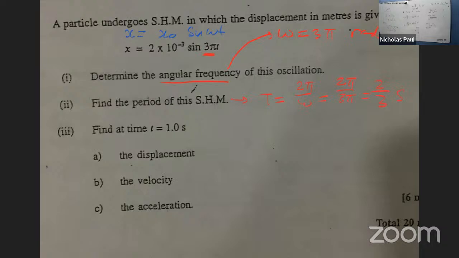Angular frequency is also called angular speed. They are both the same thing. Find for F? Look, F is frequency. Are you confused? Same as angular speed.